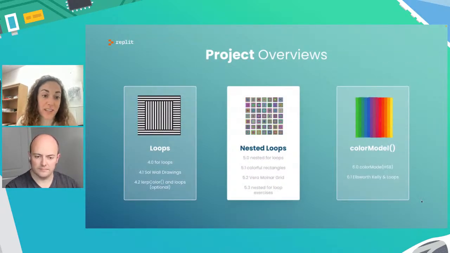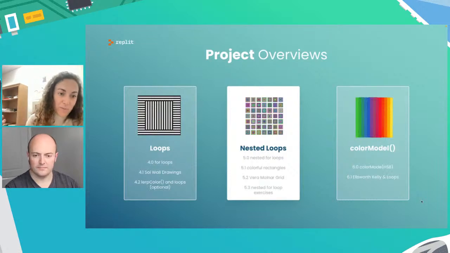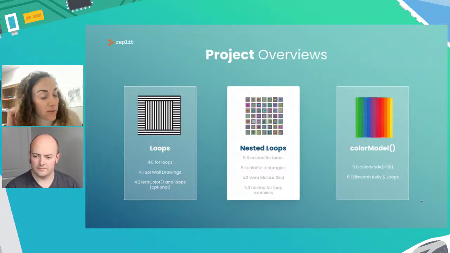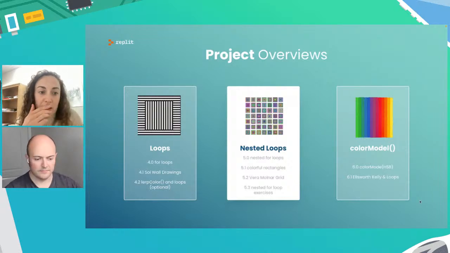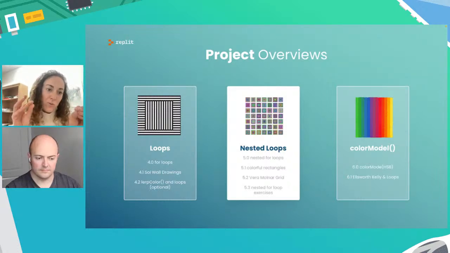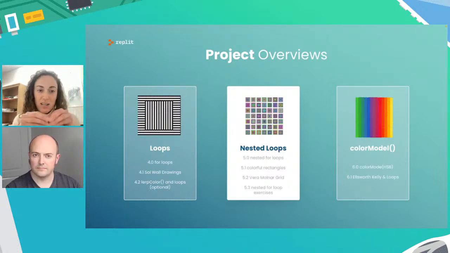So for example, when we look at for loops, we start by looking at some of the wall drawings of Sol LeWitt, which actually translates really nicely into code. For nested loops, we look at the artist Vera Molnar, who's one of the first women and first computer scientists to use code to create art. So there's always pairing art inspiration with a coding concept.